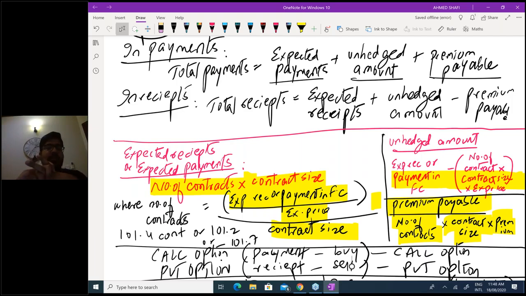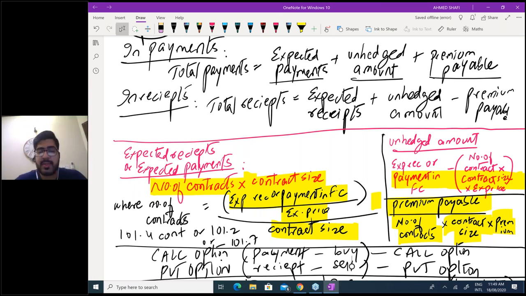Since the number of contracts comes in decimals, and you can't get decimal contracts, you have to take the lower figure. If you take the higher one, it's overheads. Better avoid that approach. It will still give the same answer, but my advice, take the lower figure. So if it's 101.4 contracts, you take 101 contracts. All the amount won't be hedged. Some amount is left as unhedged.